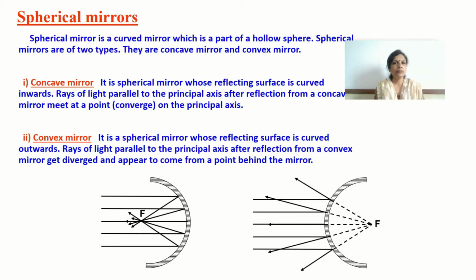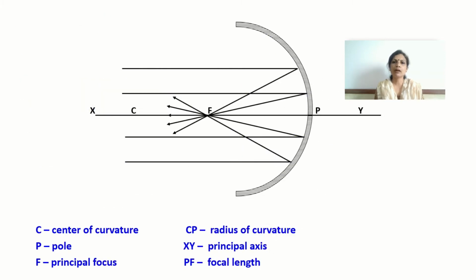This is the figure which is showing you different parts of spherical mirror: pole, then center of curvature denoted by C, principal focus which is F, radius of curvature is CP, principal axis is XY, and PF is the focal length. In our previous video lessons, we have learned the definition of all these parts of spherical mirror. Please go through that video so that the revision part will be very clear to you.